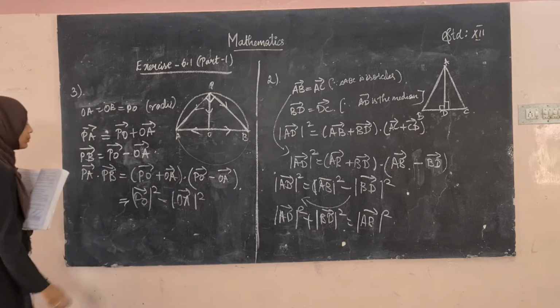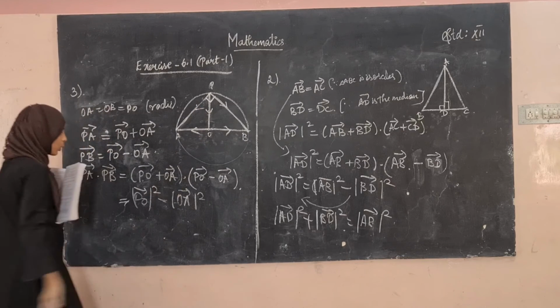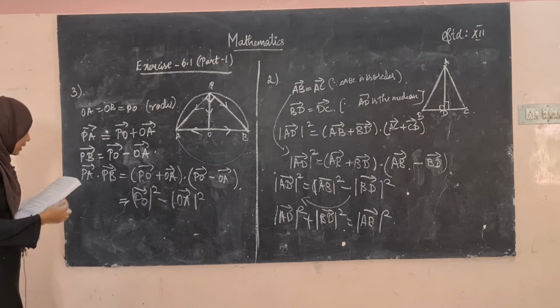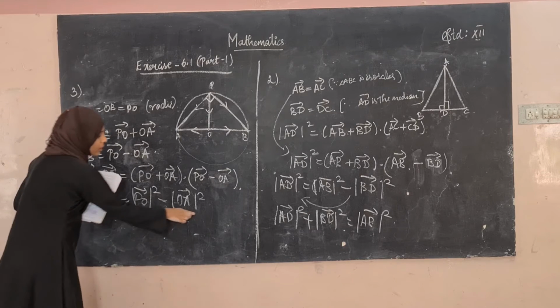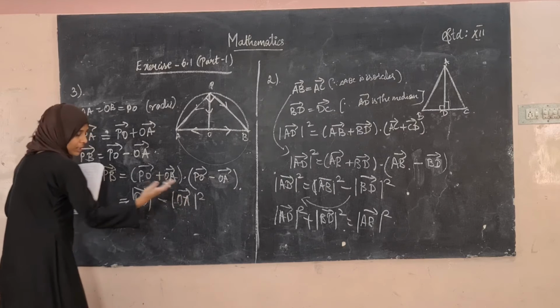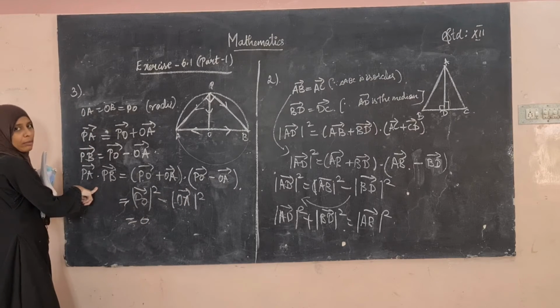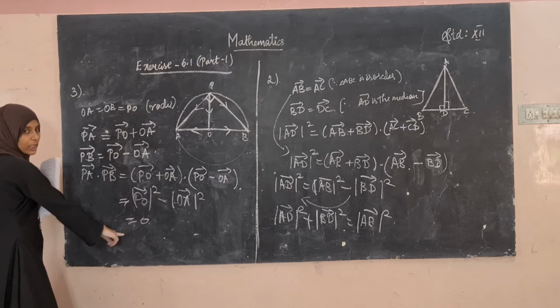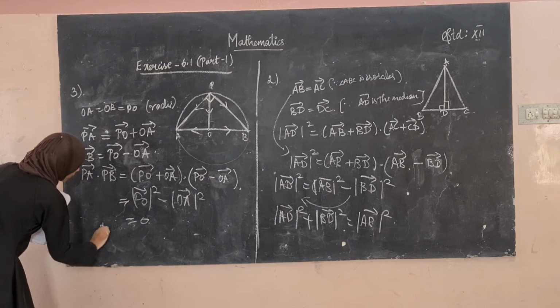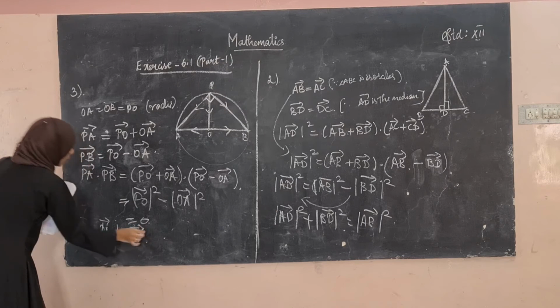What is PO? PO and OA. This is PO and this is OA. So, see here, this is radius, this is also radius. When you substitute the value, this length and this length are the same. Therefore, this becomes 0. See here, PA vector dot PB vector, we found it is equal to 0. Therefore, PA vector is perpendicular to PB vector.